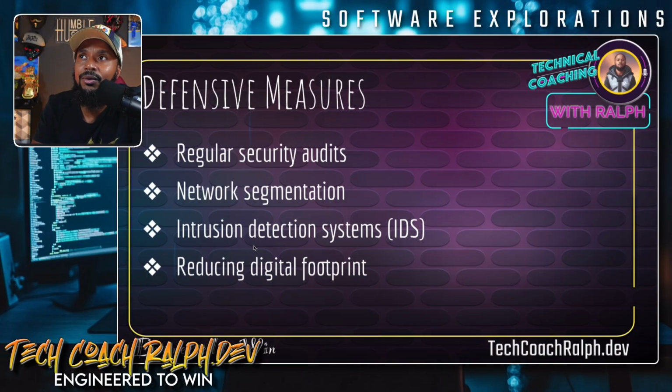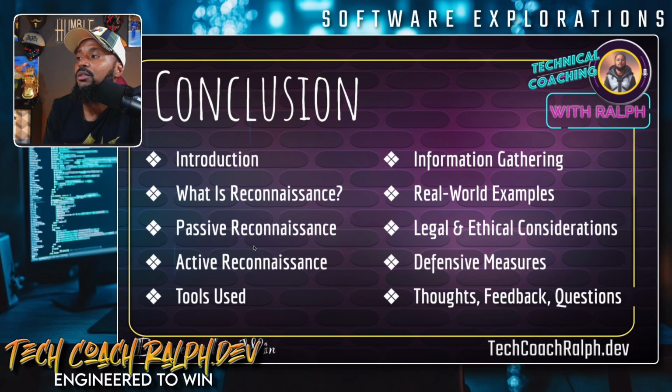If they get in, they can only access a certain subnet, and they might get access to maybe 10 or 15 computers, but not the whole entire 1,000 computer network, right? Installing some detection systems, IDS, so that you can have an intruder alert, and reducing your digital footprint, right? So those are the defensive measures that we can take when it comes to reconnaissance. So that is it for today. Let's wrap it up with our conclusion.